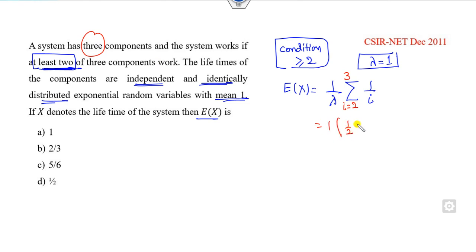So it's 1 over 2 plus 1 over 3. So the right answer is 5 over 6. You can see within a fraction of a second you can get your answers in the right manner.